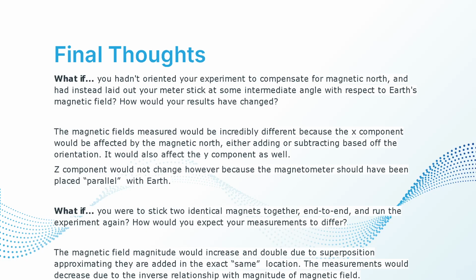Now, what if we stuck two identical magnets together end to end and ran the experiment again? It would just double because of superposition. So yes, it would double the measurements.